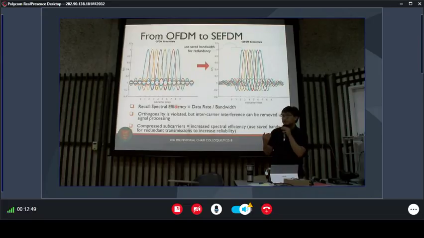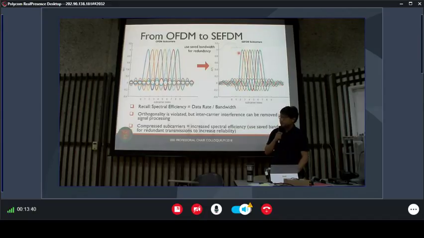Now, although SEFDM improves the spectral efficiency, a major drawback is that the orthogonality property between subcarriers is violated. For example, again, if I try to decode the data from this orange subcarrier, what will happen if I draw a line from this point to this point? We can see that the contributions of other subcarriers are non-zero, and hence there will be inter-carrier interference. However, we can apply signal processing techniques, which I will discuss later, to remove the inter-carrier interference between these subcarriers.